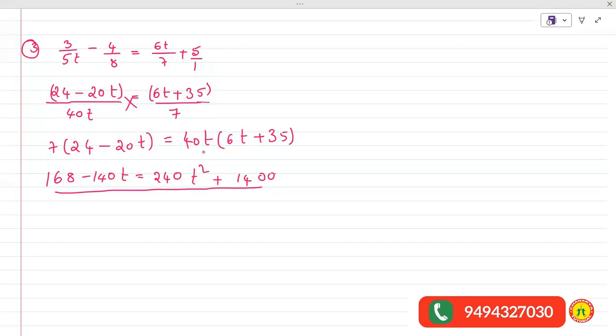Very good, very good. Here also we are getting the same thing. What I am saying is, when we are simplifying this, the linear equation will convert into a quadratic equation. It is not a linear equation. Yes, sir, do you understand? So it is a quadratic equation. In the given third question, 3 by 5T minus 4 by 8 equals to 60 by 7 plus 5 is a quadratic equation, which is not a linear equation. That's why I'm saying so. So this is out of our linear equations.